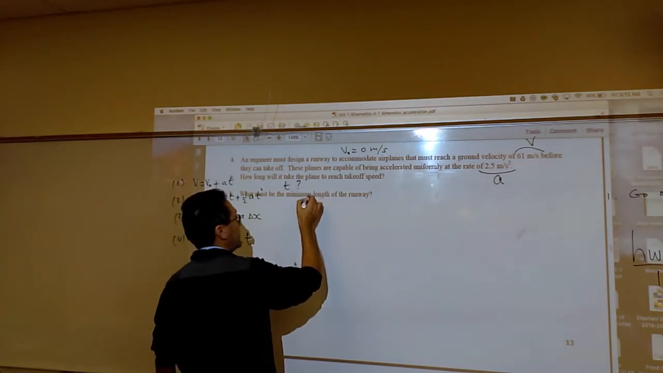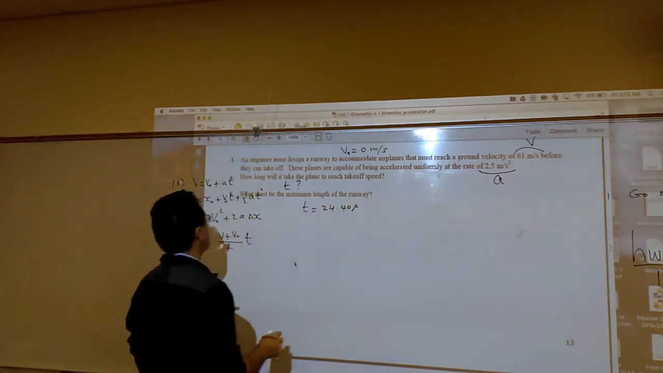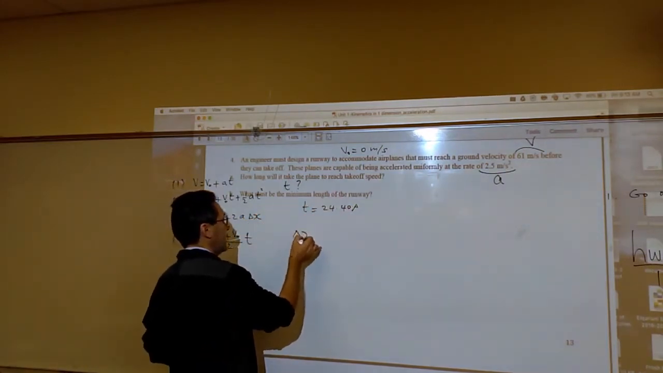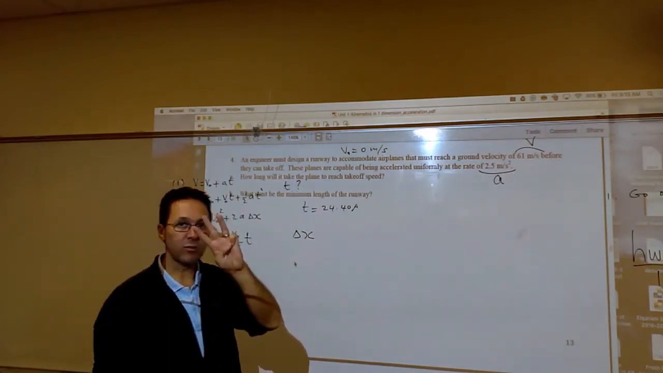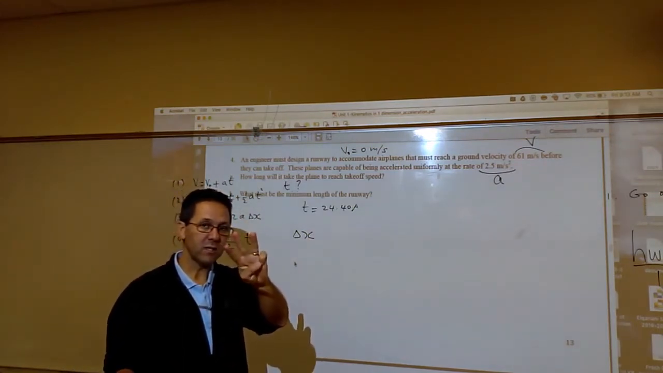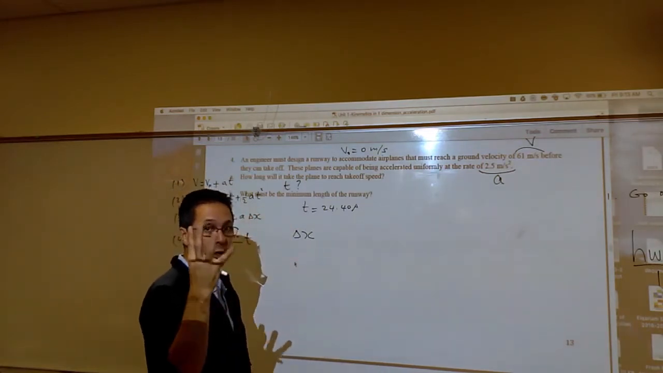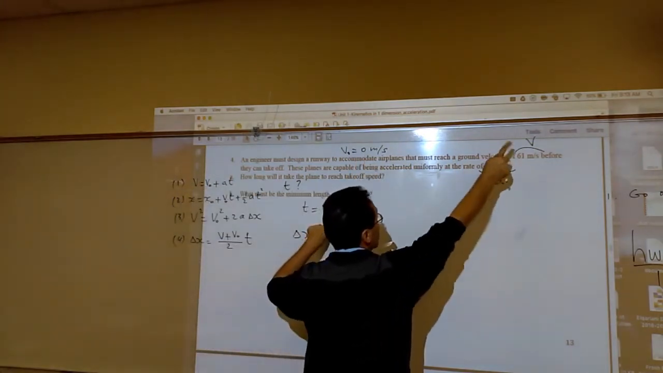So now you found the time. Time is 24.40 seconds. Now, what must be the minimum length of the runway? So we're looking for the delta X. All you need to solve these problems is 3 known variables and 1 unknown. Here, you have 4 known and 1 unknown: the time, the V0, the acceleration, and the V.